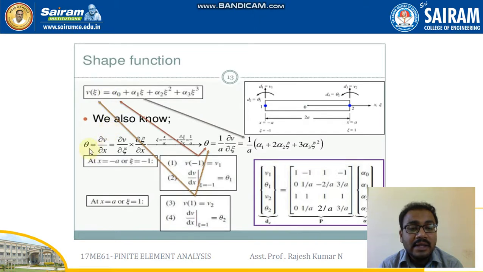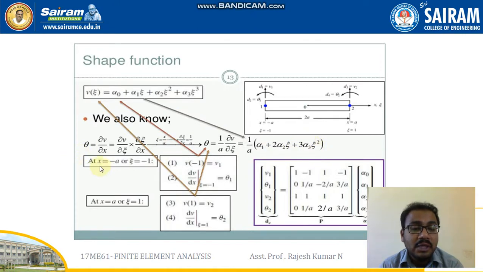We know that theta is nothing but dou v by dou x, and using the differential chain relationship, it can be written as dou v by dou zeta into dou zeta by dou x. Already I know zeta is nothing but x by a, so dou zeta by dou x is 1 by a. So theta is equal to 1 by a of dou v by dou zeta. In detailed form, it can be written as 1 by a times alpha 1 plus 2 alpha 2 zeta plus 3 alpha 3 zeta square.